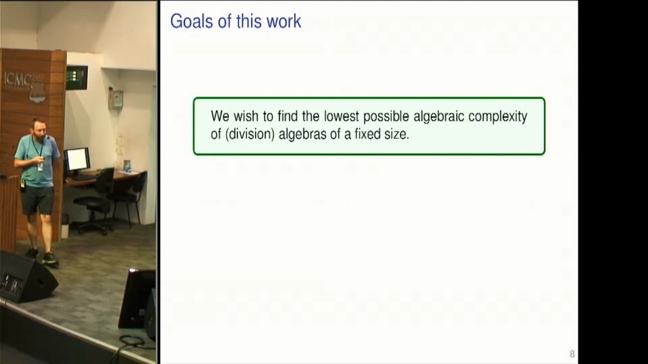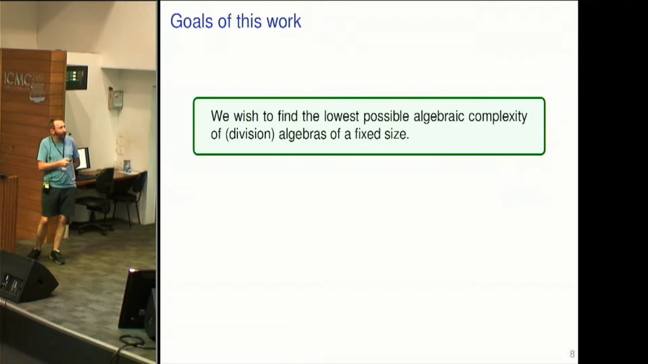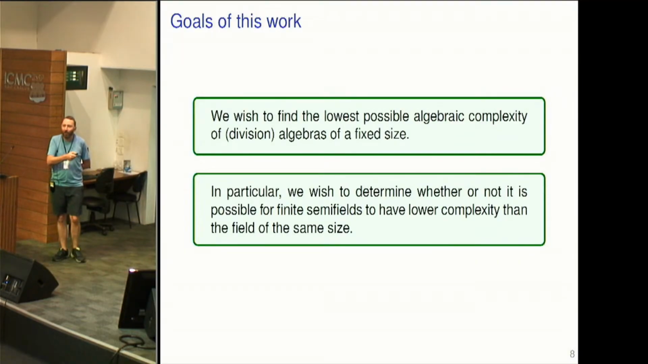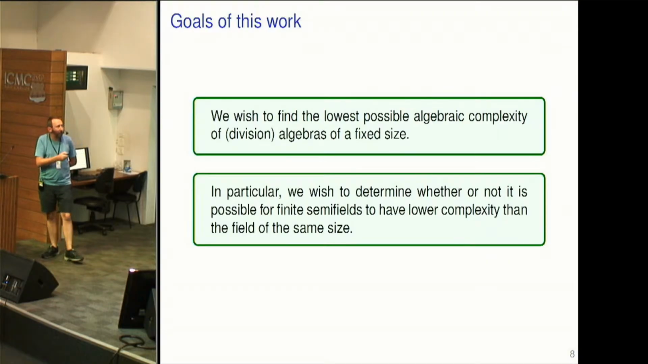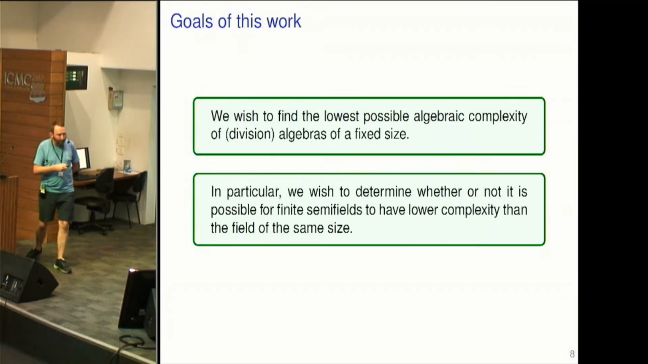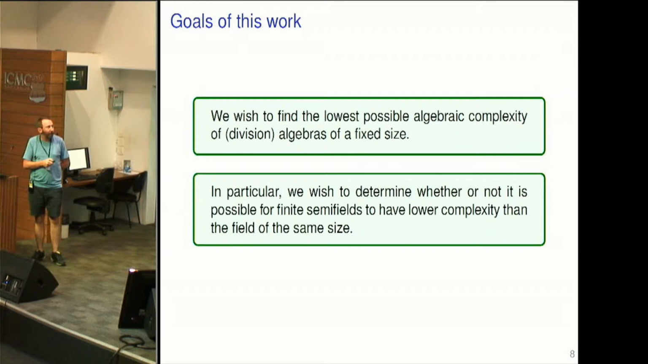So the goal here is to basically try to study some division algebras, semi-fields and fields of a fixed size, and try to find the lowest possible algebraic complexity. That just means lowest possible number of additions and multiplications to perform it. And my goal, because I think semi-fields are better than fields, is to show that there exist some semi-fields with lower complexity than a field of the same size. So just to spoil a little bit for later on, previous work with Michel Lavrauw showed that there are semi-fields that have lower multiplicative complexity than fields of the same size. So this work was then bringing the additions into play as well.